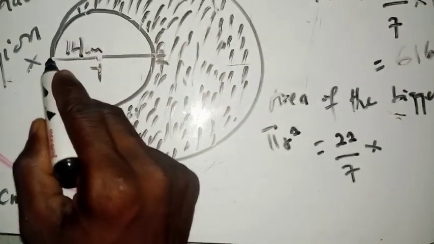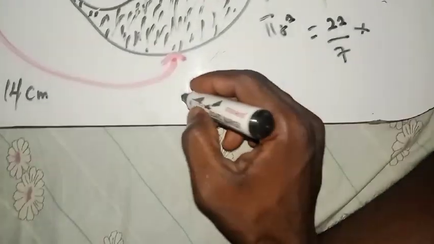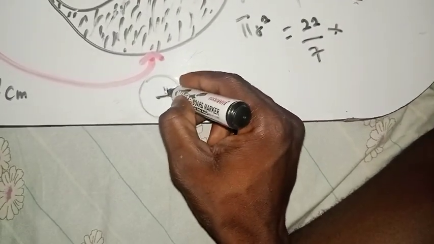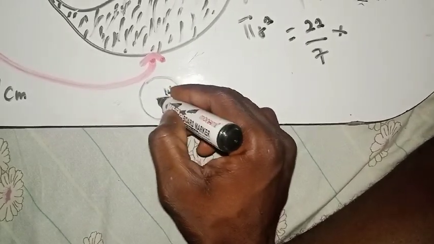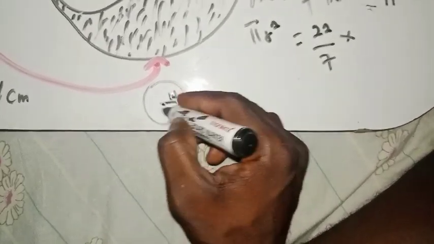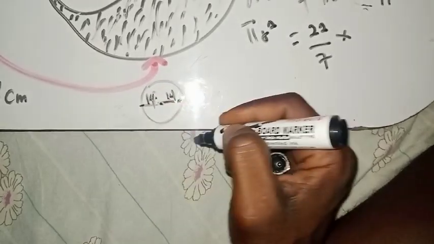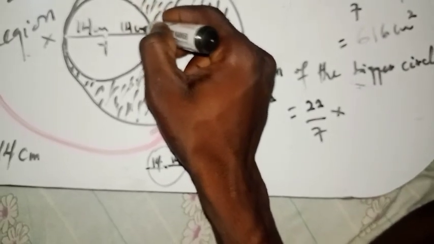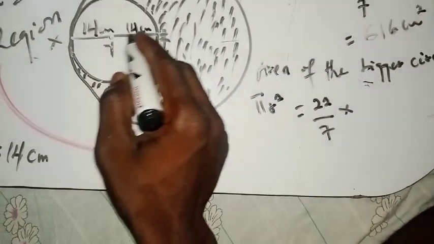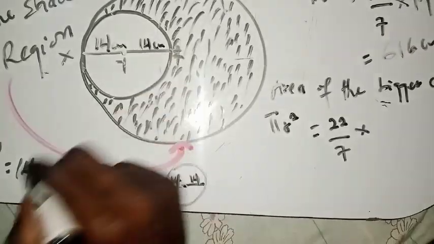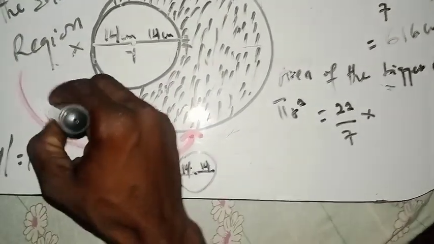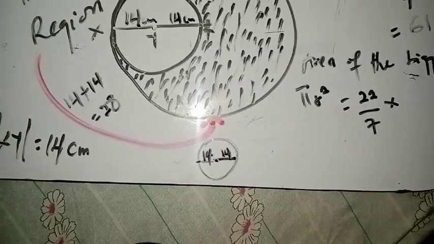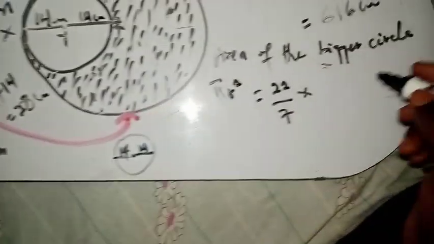So if you know the meaning of a circle, from here to here is 14 centimeters, which is half of this circle here, from the center to the edge. So it means that from here to here is also 14 centimeters. Can you see? Okay, perfect. We have another 14 centimeters. So the radius of the bigger circle is going to be 28 centimeters. That is 14 plus 14. So 14 plus another 14 is the radius of the bigger circle. Is that okay?